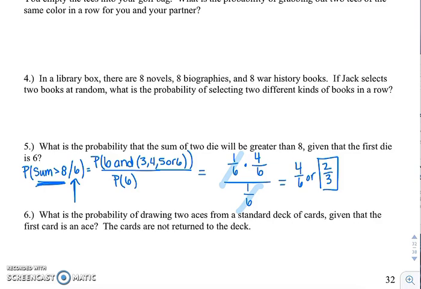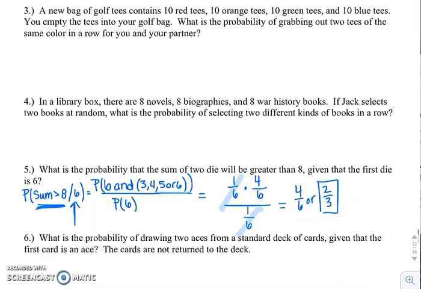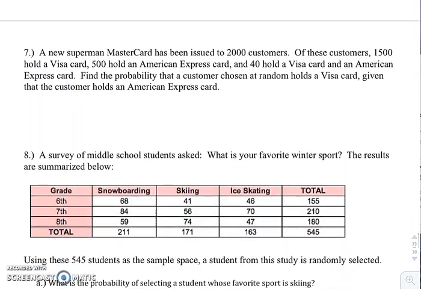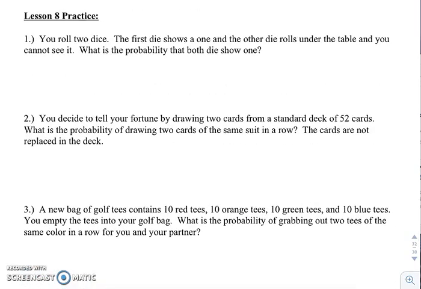Okay, go ahead and give that practice assignment a try for conditional probability.